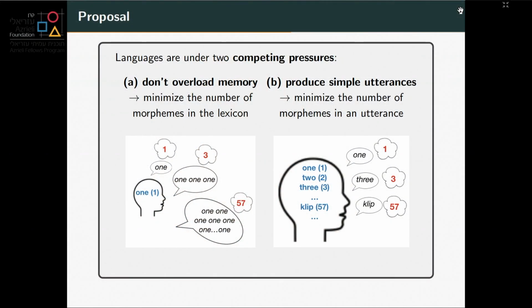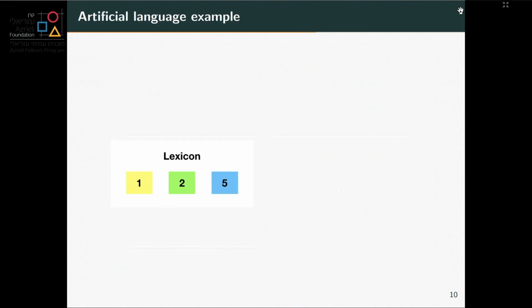So these two pressures are pulling in opposite directions, and now how are languages solving these two? I'm hypothesizing that languages are actually optimizing the trade-off between these two pressures. They need to find a way to trade off between them, and I'm hypothesizing that they find an optimal way to do that. Now I'm going to tell you how I evaluate this proposal empirically.